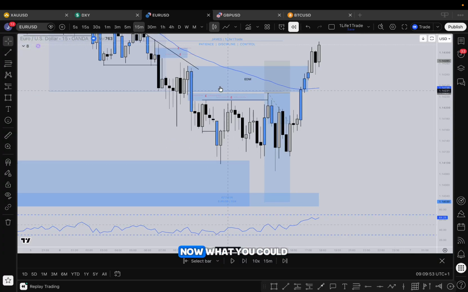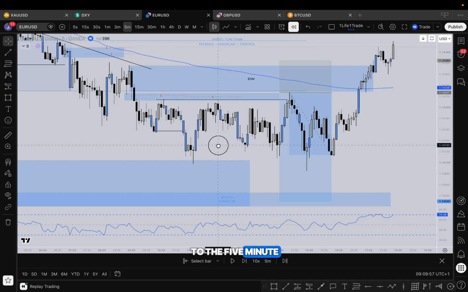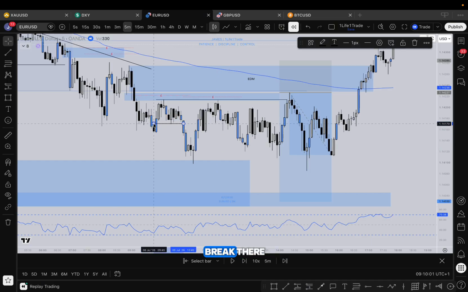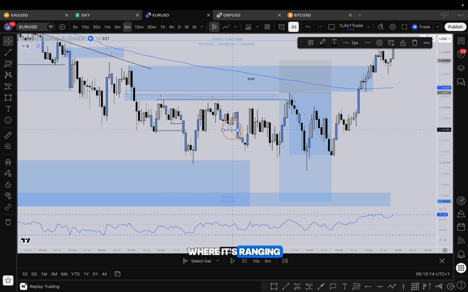Now, what you could say with ranging, if we go on to the 5 minute, you can see there were littler breaks there. You could see, oh, there was that one there that I just took away. So you can see there's breaks there. You could see there's breaks there. You know what I mean? So where it's ranging doesn't mean no one's entering. People are still getting in.